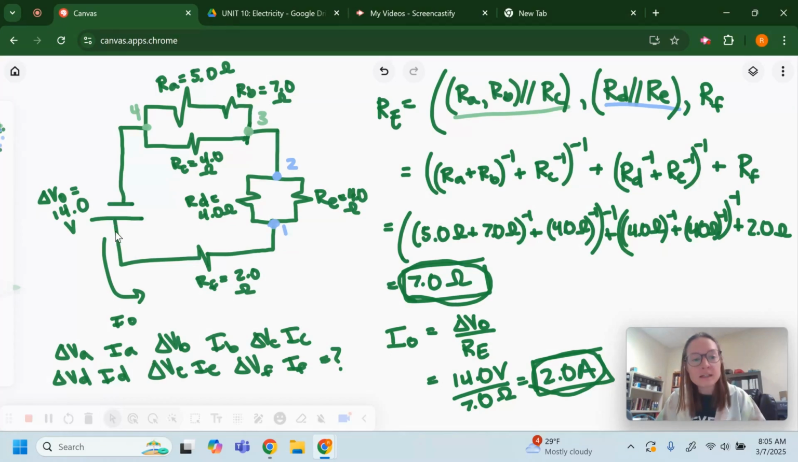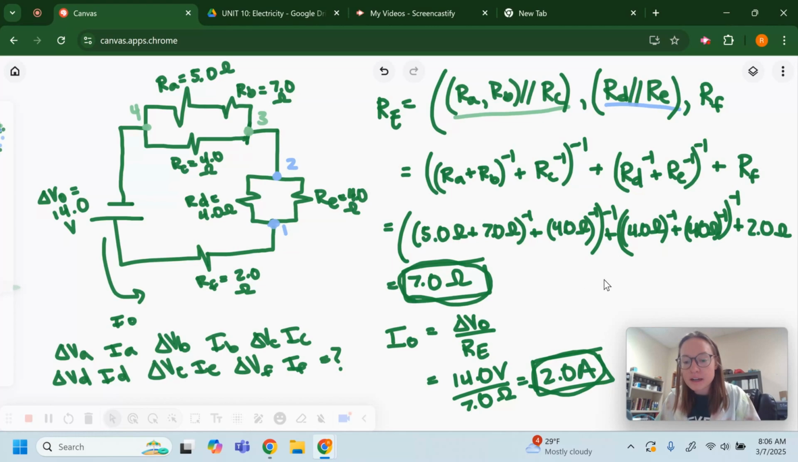Here's the truth: the current's going to flow through here. All of it's going to flow through IF. It's going to get to point 1 and it's going to split. Part of it's going to go through RD. Part of it's going to go through RE. It'll join back up at point 2, take the rest of its journey all together. Then when it gets to point 3, it'll split up again. Some of it will go through RA and RB. Some of it will go through RC. Then it will join back up again at 4, and all of it will flow together. But do you see how all of it flows together through RF? So the next thing that I'm going to find is IF.